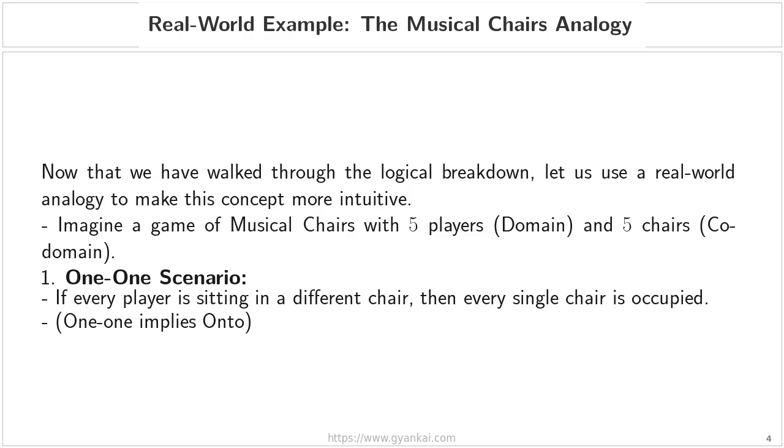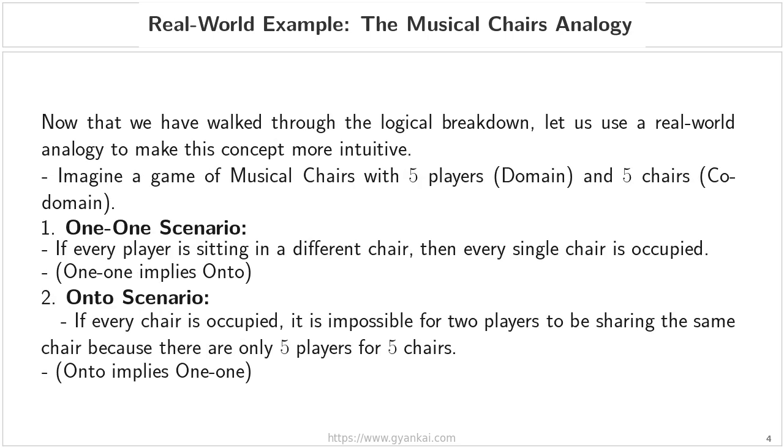In mathematical terms, this illustrates that for a finite set, a 1-1 function implies that the function is also onto. Now, let us look at the onto scenario. If we observe that every chair is occupied, it is impossible for 2 players to be sharing the same chair, simply because we only have 5 players available for those 5 chairs. This demonstrates the reverse, that an onto function must also be 1-1.